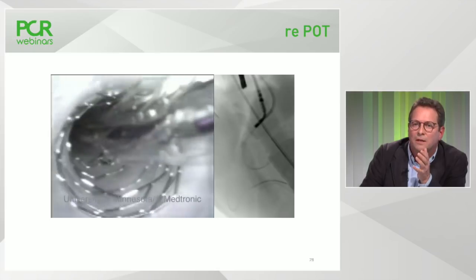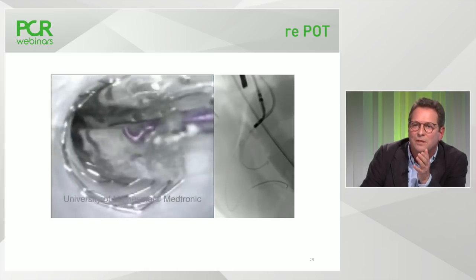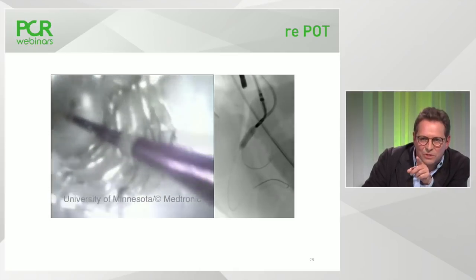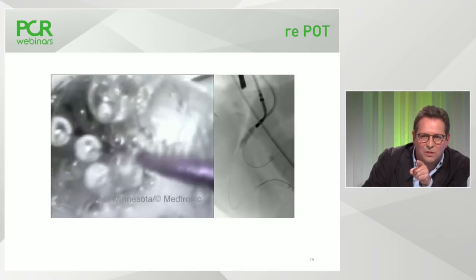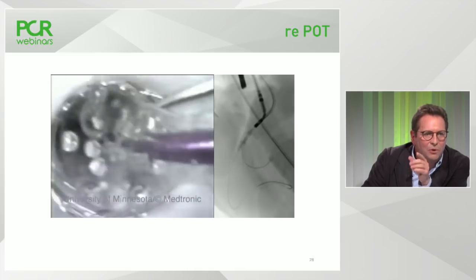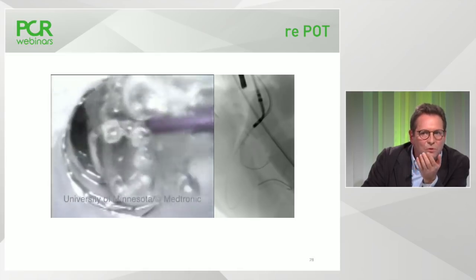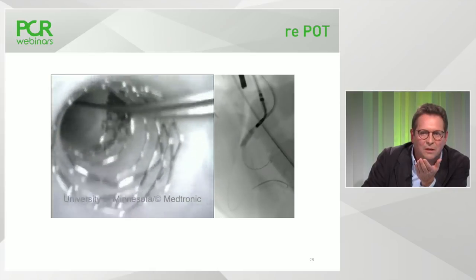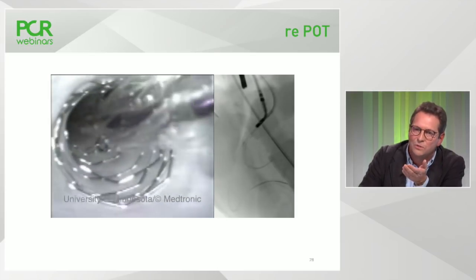Okay, so after that we actually need to do a repot, and it was what we were discussing before. You can actually see through the balloon that it seems that we are too deep, because it's difficult to place the balloon. And if you do a POT too deep, there you see what happens. You push metal into the main vessel.